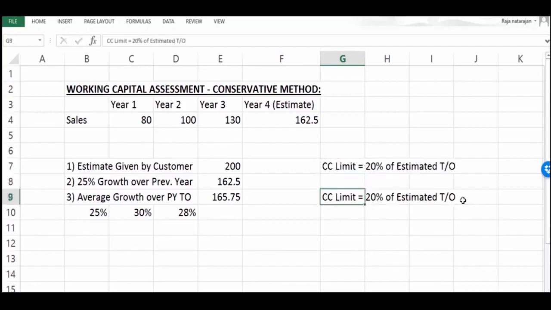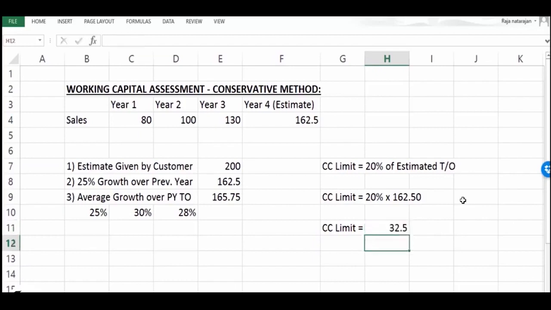So it's going to be 20% of what? It's going to be 20% of 162.50. So if we calculate that now, let's see what we get. We get 32.5. So this is the CC limit that is eligible for this business entity based on the conservative method. But again, here it is purely linked with the financials and purely linked with the projections and the past.